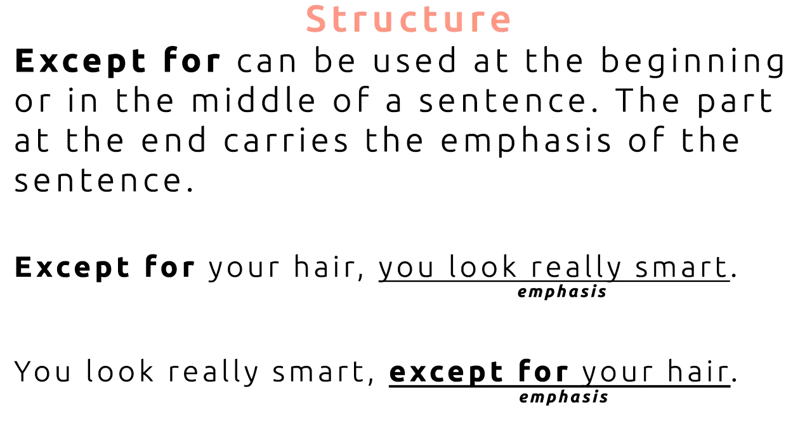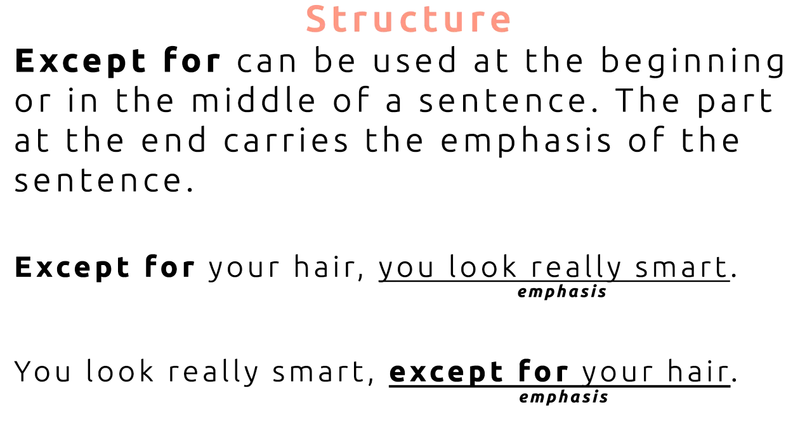Let's start with except for. Except for can be used at the beginning or in the middle of a sentence. The part at the end carries the emphasis of the sentence. So the part at the end is usually stronger and it makes more of an impression on the listener. Have a look at what I mean just below. In the two examples below, we are expressing the same thing, but the emphasis has changed.